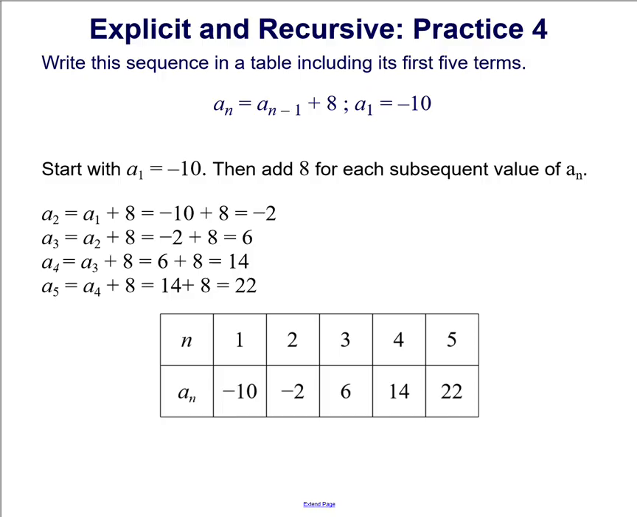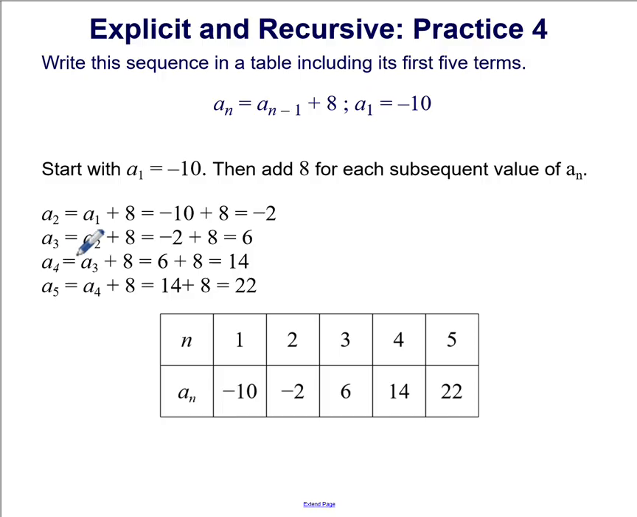Well, we are starting with the first term, which is negative 10, and we're going to add 8 to each subsequent term to find the next value of a sub n. So the second term is going to be the first term, negative 10, plus 8, which gives us negative 2. That's how we got the second term is negative 2. To find the third term, we take the second term and add 8. Remember the second term is negative 2, so negative 2 plus 8 is positive 6. So the third term is positive 6.